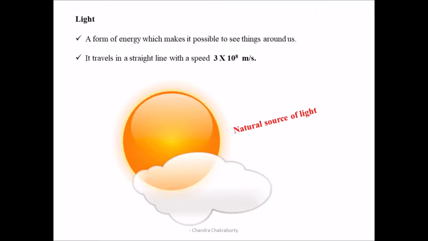During daytime, when we go out, we can see different things around us. Why? Because there is a natural source of light called the sun. In earlier ages, scientists have experimentally proved that light travels in a straight line. It travels with a speed of 3 into 10 to the power 8 meter per second.